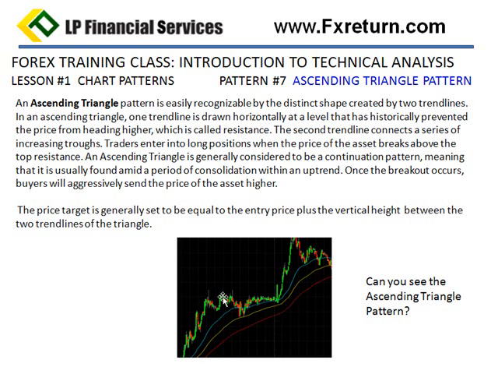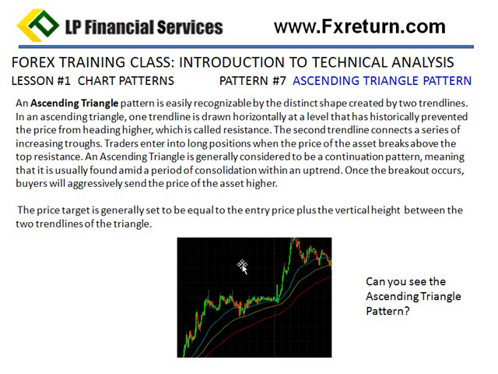Traders enter into long positions when the price of the asset breaks above the top resistance. An ascending triangle is generally considered to be a continuation pattern, meaning it is usually found amid a period of consolidation within an uptrend. Once the breakout occurs, buyers will aggressively send the price of an asset higher. The price target is generally set to be equal to the entry price plus the vertical height between the two trend lines of the triangle.